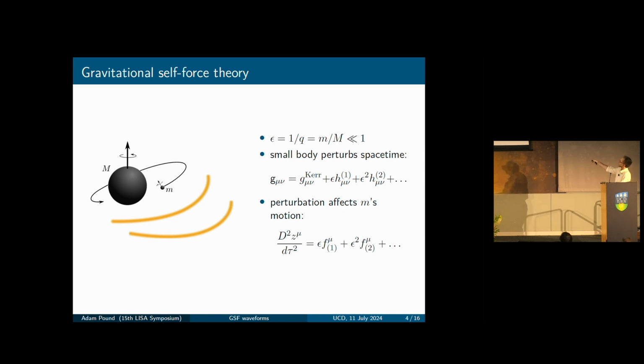I'm very deliberately going up to second order in my small parameter here. Then these small perturbations to the space-time geometry react back on the small body and accelerate it away from geodesic motion. If it were a perfect test particle, its acceleration would be 0. But because of these perturbations, you have small accelerations. And we call these the self-force.